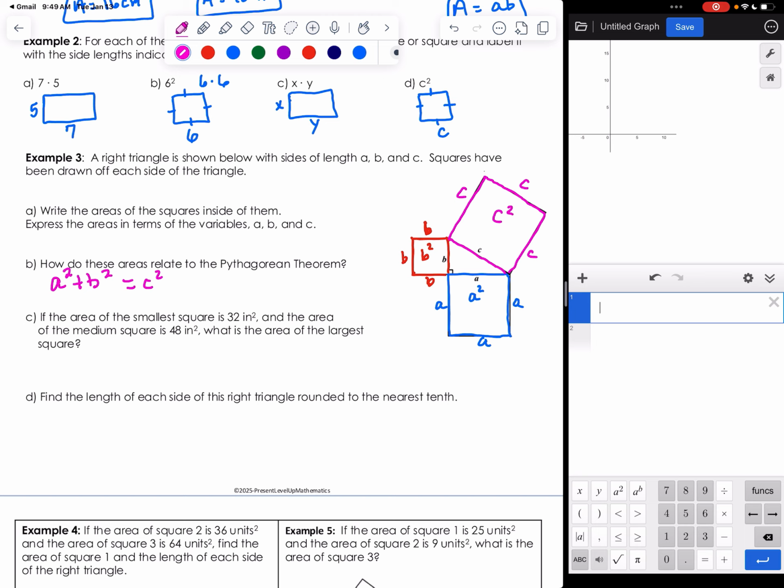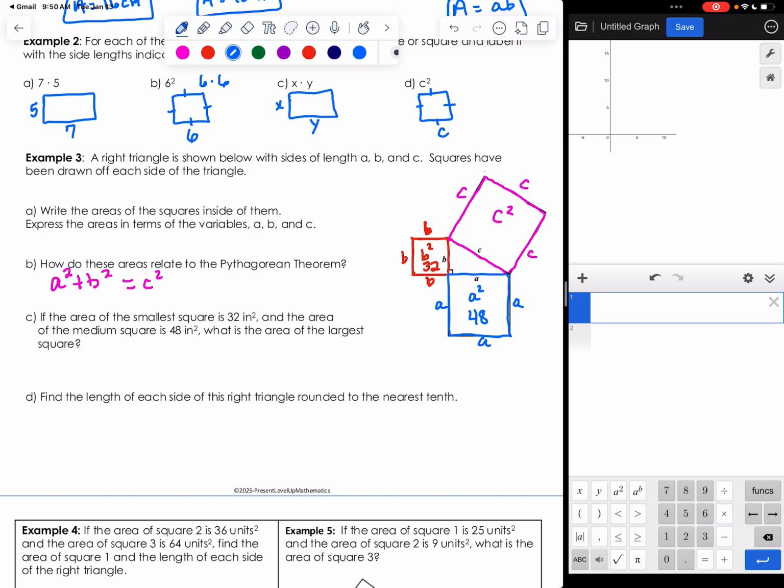In problem C, it says if the area of the smallest square is 32 square inches. So let me label that. What they're saying is, what if this is 32 and the area of the medium square is 48? What would we know about the area of the largest square?